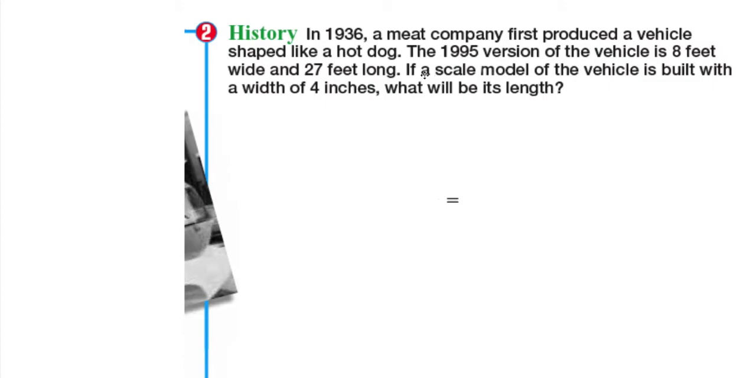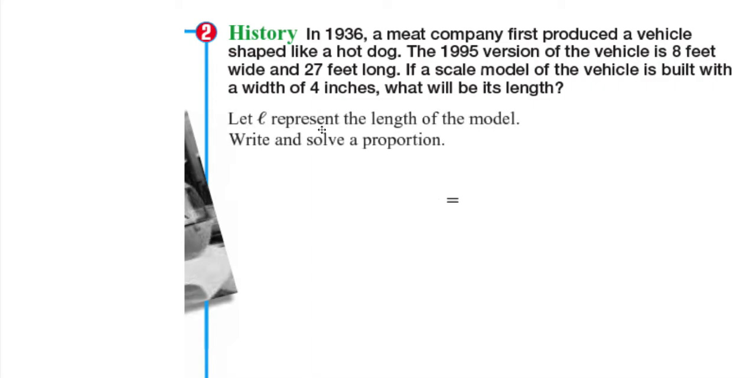So again, we're given the actual length and width of the vehicle. The actual width is 8 feet and the actual length is 27 feet. We want to find the scale model length of the vehicle given the width of 4 inches. So again, just like the dinosaur, we have a let statement. Let L represent the length of the model, and we write and solve a proportion.